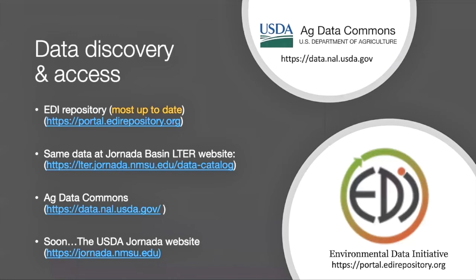So if you are looking for Jornada data, I can recommend 4 places to look. The first and most important for now is the EDI data repository. EDI stands for Environmental Data Initiative, and our most up-to-date Jornada data is present in that repository. There is also a data catalog on the Jornada Basin LTER website that reads from EDI, so you can search Jornada data at the Jornada LTER website as well, but it is the same as what exists at the EDI repository.